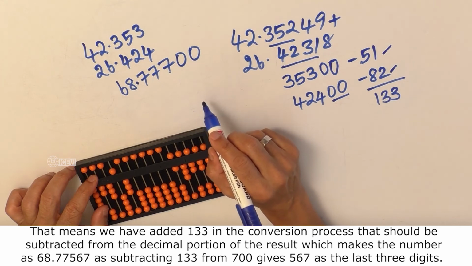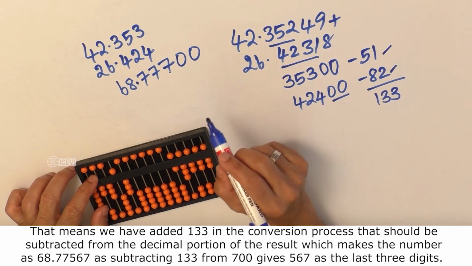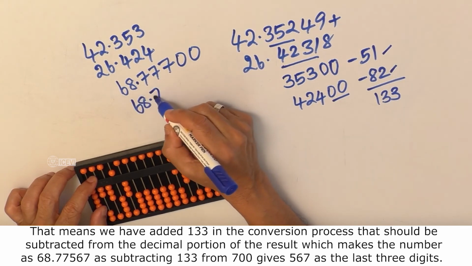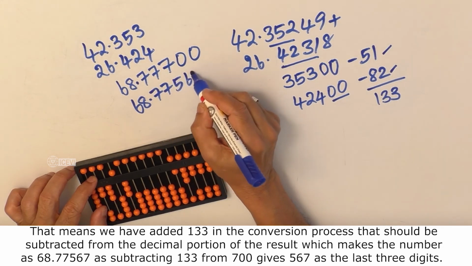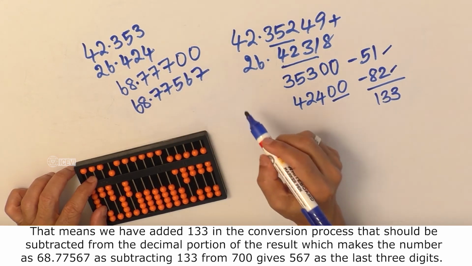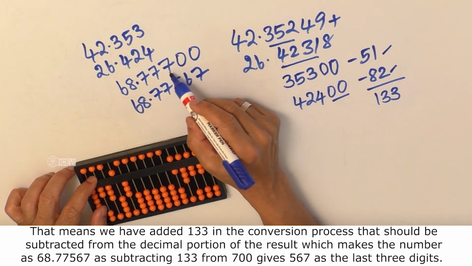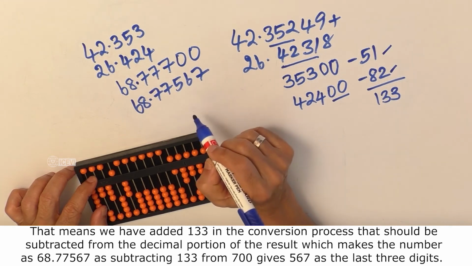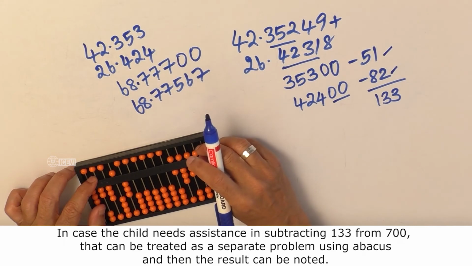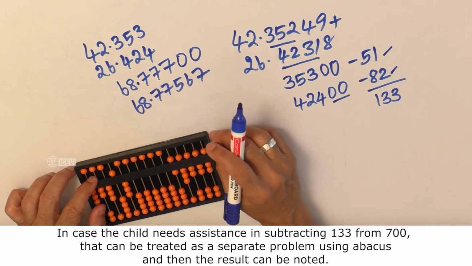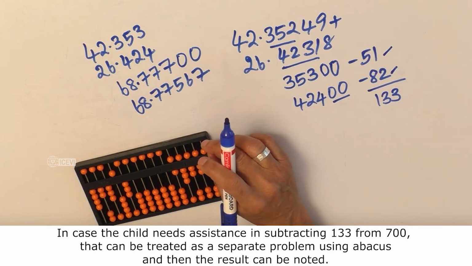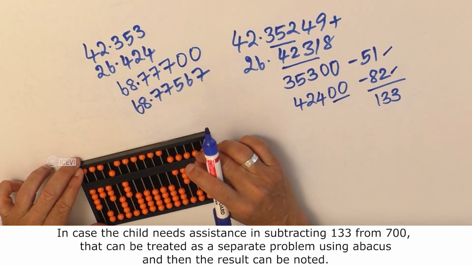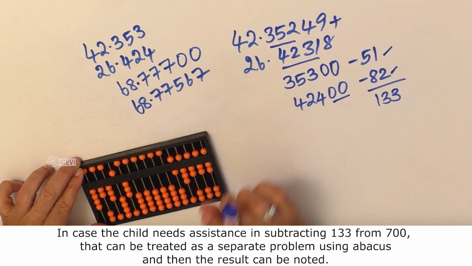That should be subtracted from the decimal portion of the result, which makes the number 68.77567, as subtracting 133 from 700 gives 567 as the last 3 digits. In case the child needs assistance in subtracting 133 from 700, that can be treated as a separate problem using the abacus, and then the result can be noted.